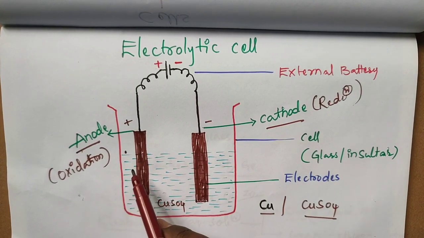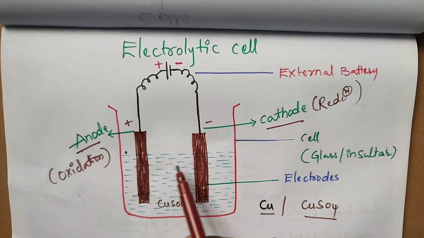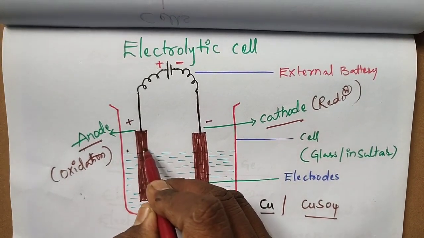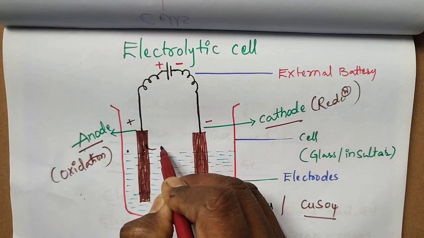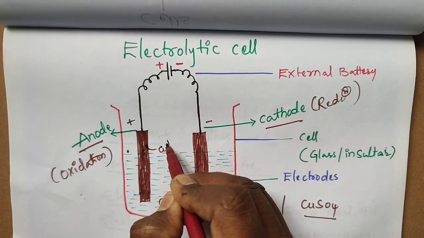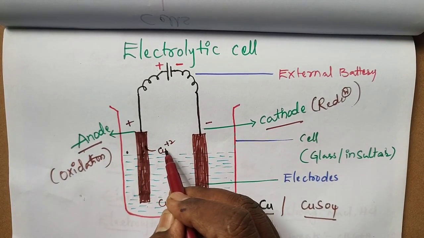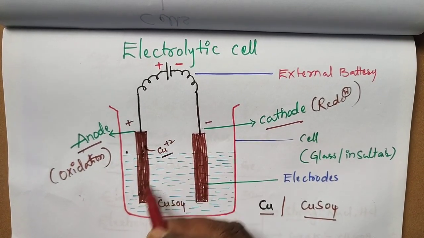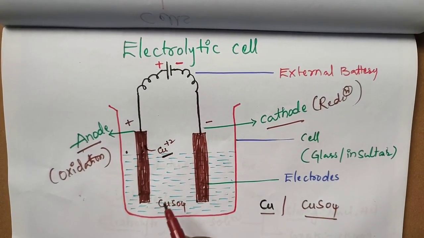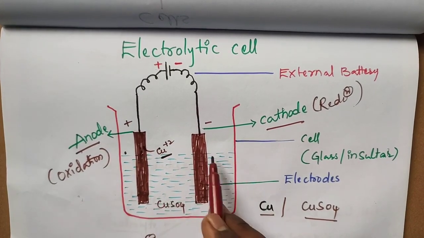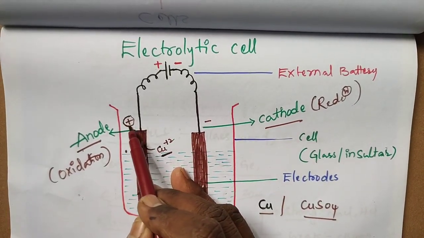How does oxidation take place? How does reduction take place? Here, copper atoms form the Cu plus 2 state, that means by the liberation of electrons, Cu plus 2 appears. The electrons flow from the anode to the cathode. Because of the positive charge, that is the reason we designate this anode as positive.